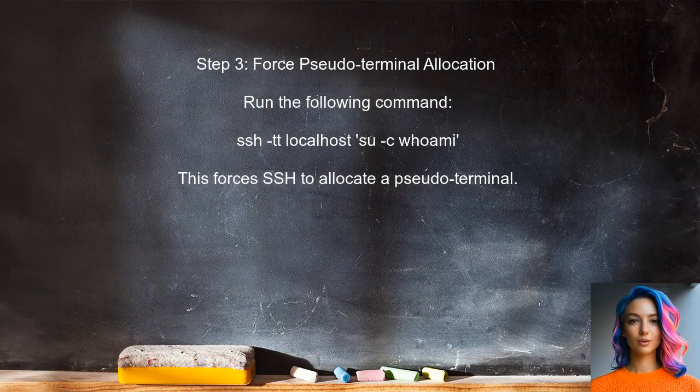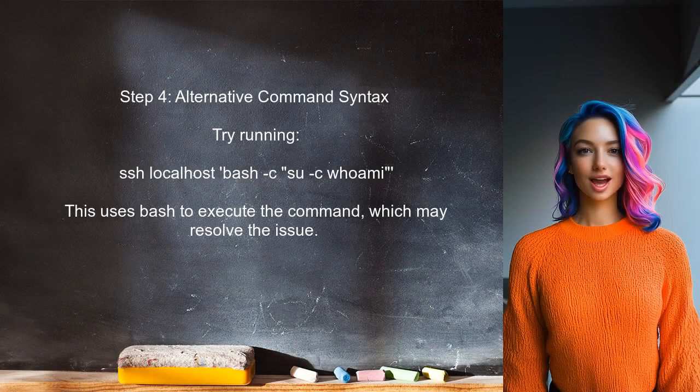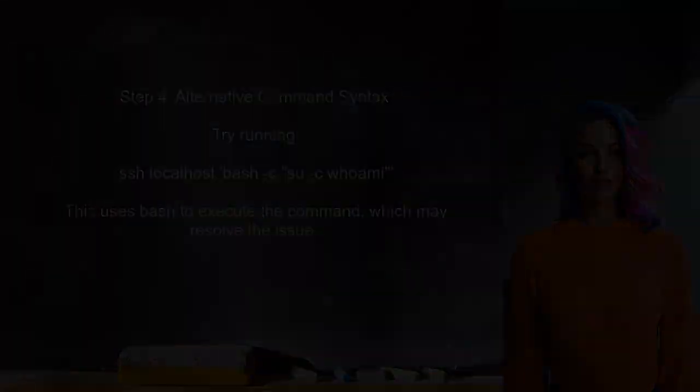If the previous step does not work, the user can try using the -tt option with SSH, which forces the allocation of a pseudo-terminal. The command would be ssh -tt localhost su -c. This can help in situations where the terminal allocation is still problematic. Lastly, if the user continues to experience issues, they might consider using a different shell or modifying the command syntax. For example, using ssh localhost bash -c could provide a workaround by explicitly invoking bash.